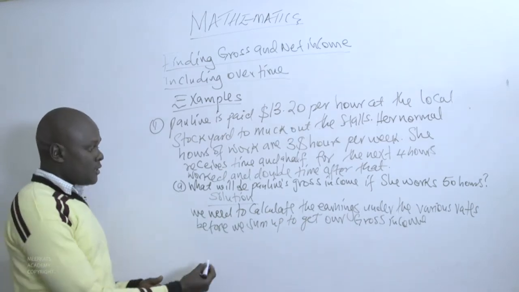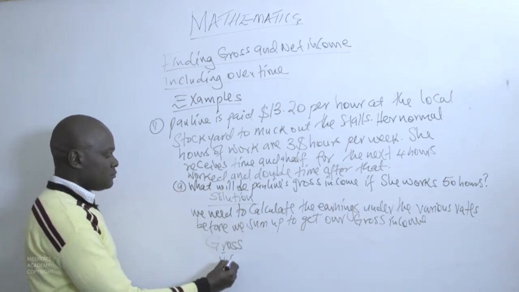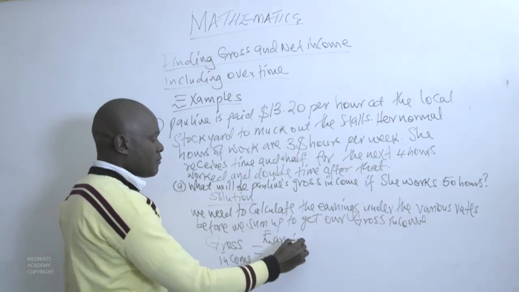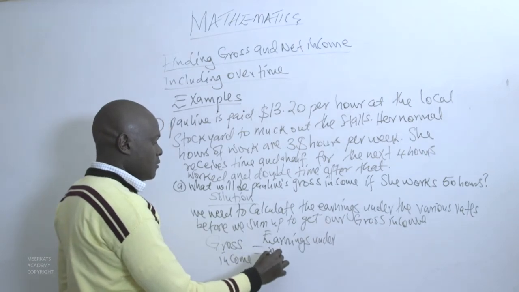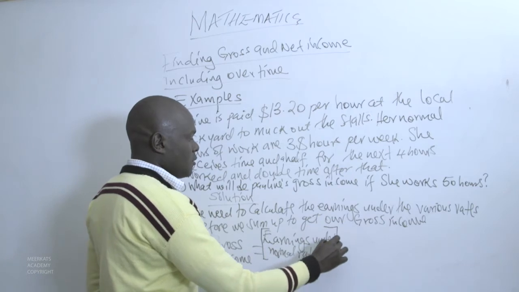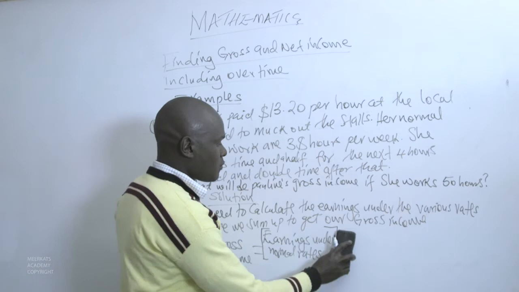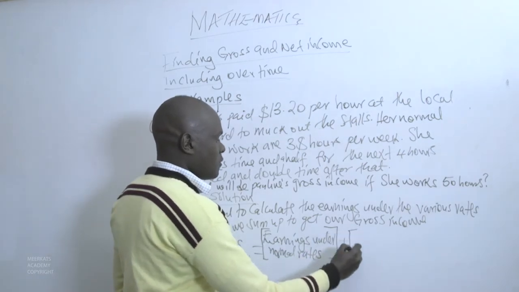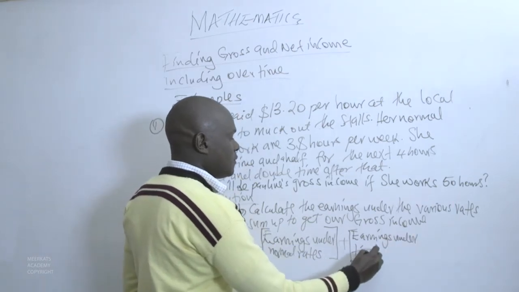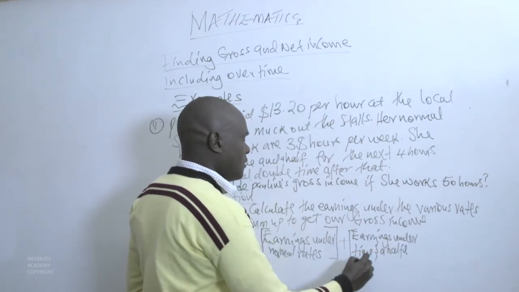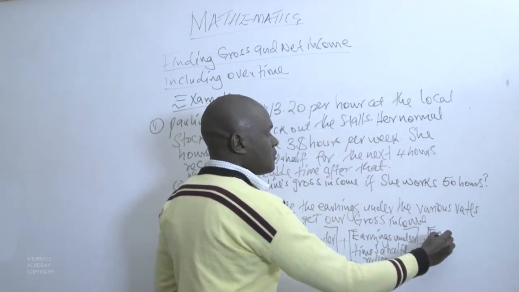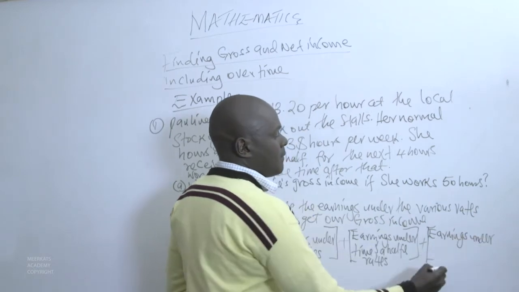So, in essence, what I'm trying to say is that our gross income will be equal to the sum of earnings under normal rates, plus the earnings under time and a half rates, and lastly you add up the earnings under double time.